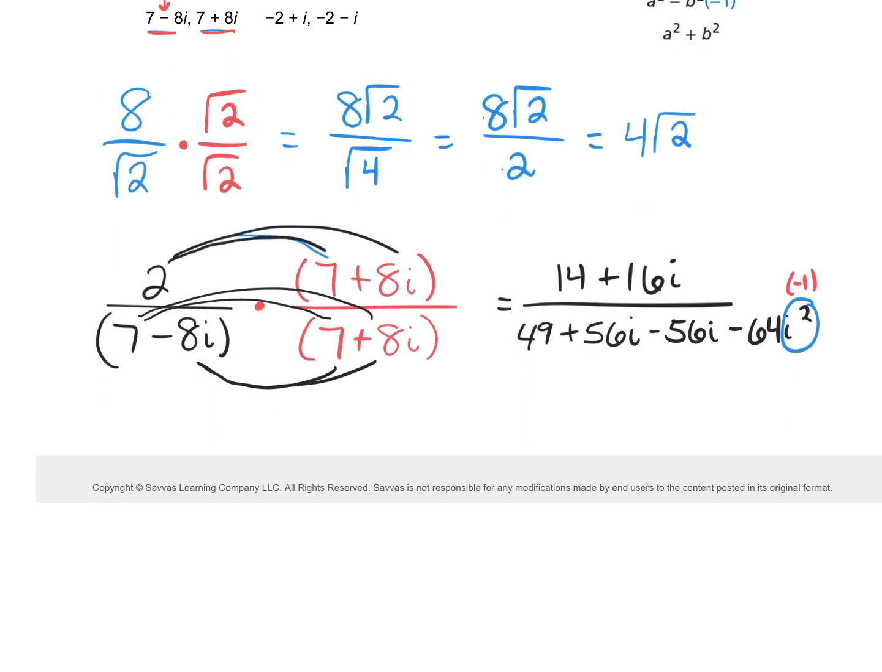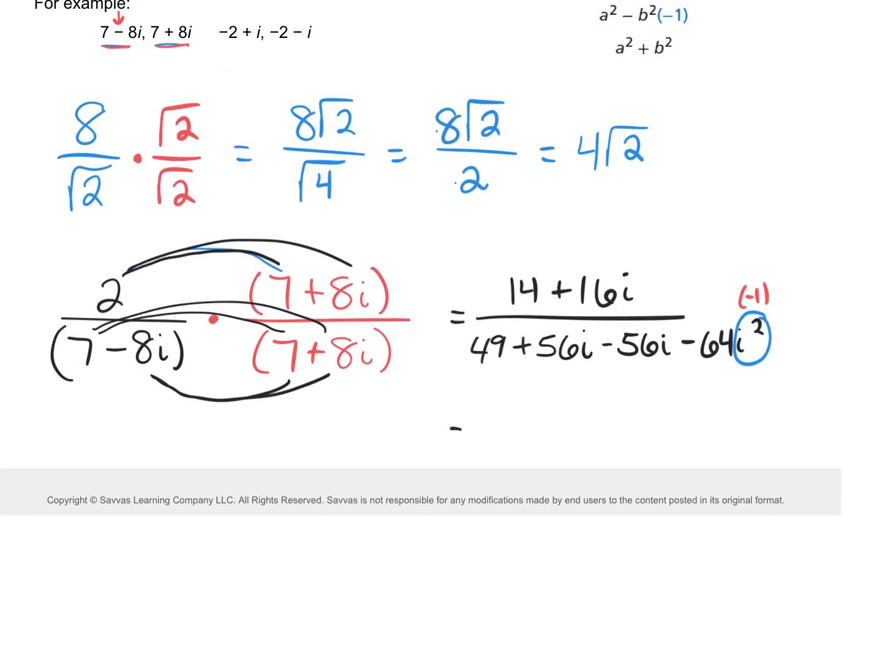Negative 1. Can I do anything with the top, simplifying wise? Nope. So I'm going to leave the top, 14 plus 16i. What do you notice happens between these i values? They're the same, so what happens? They cancel each other out. Yep. So I'm left with 49. What's negative 64 times negative 1?